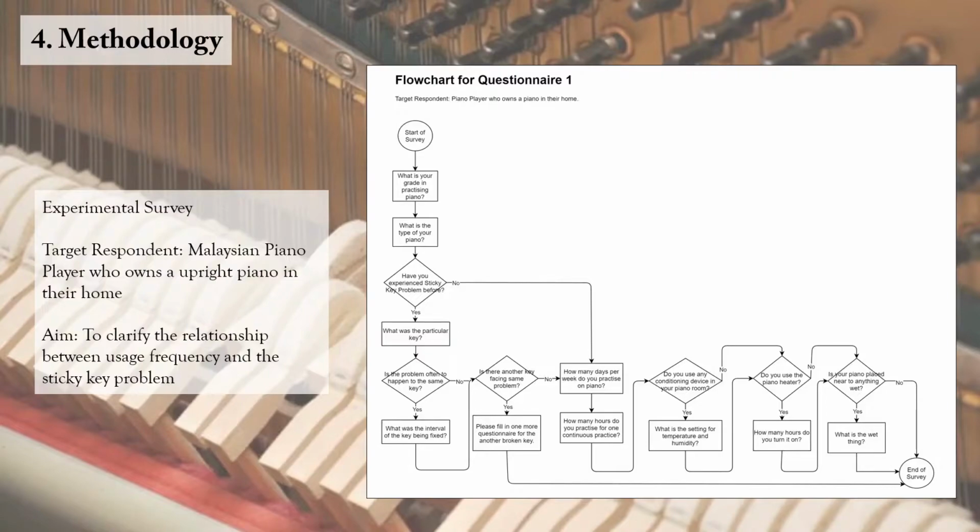An experimental survey is done. My target respondents are the Malaysian piano players who own an upright piano in their home. I want to clarify the relationship between usage frequency and the sticky key problem. So this is the flowchart of my questionnaire.